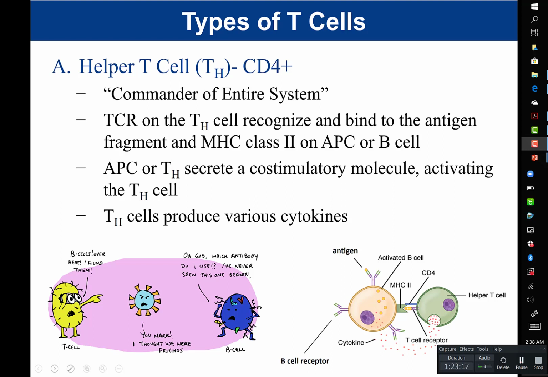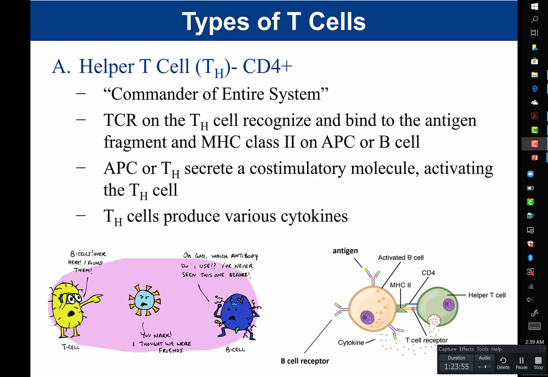So T cell receptors on the T helper cell recognize and bind to antigens that are being displayed by MHC2 on the antigen-presenting cell or the B cell. So again, there's two things that have to happen for our T helper cell. The T cell receptor has to recognize the appropriate antigen, and the CD4 has to recognize the MHC2. So two things have to happen for my T helper cells.